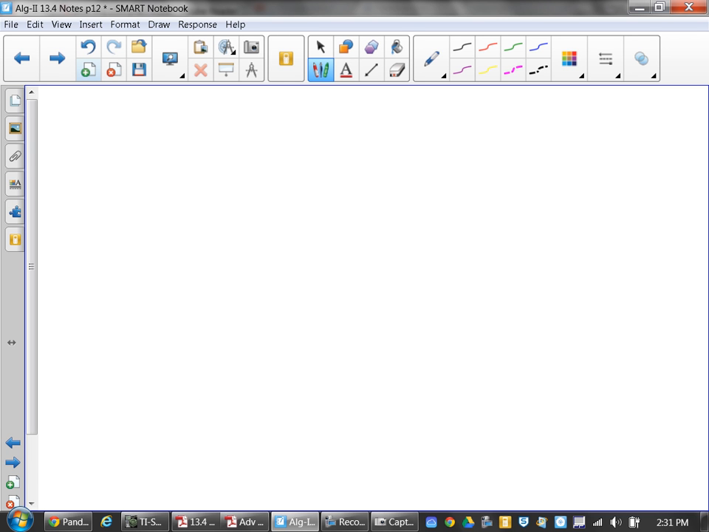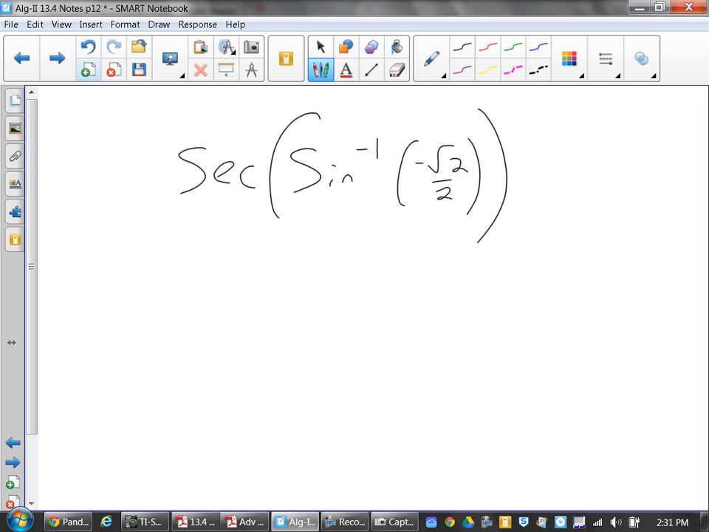I think we did this one yesterday. You didn't say cosine negative 1 root 3 over 2. All right, so let's do this. Secant. I just realized that we did something like this yesterday too, right? The composite function, where you had to start on the inside and work your way out.